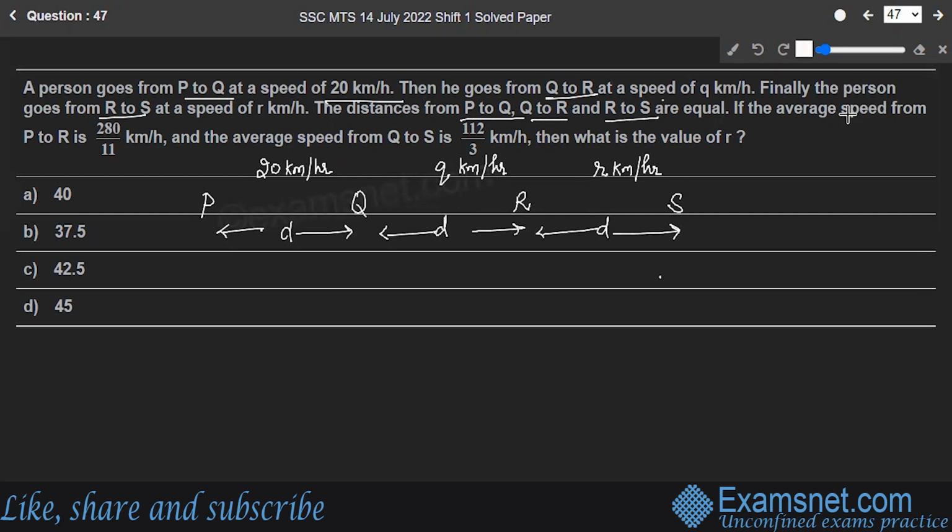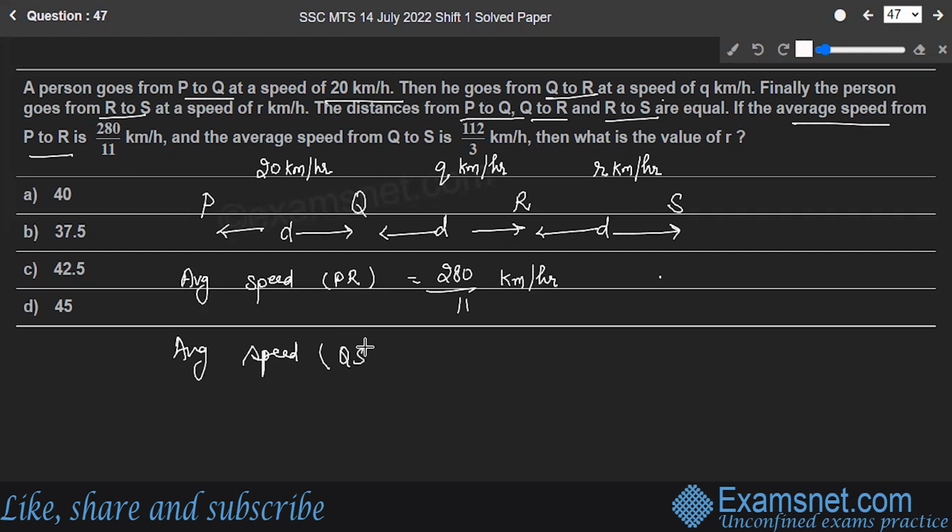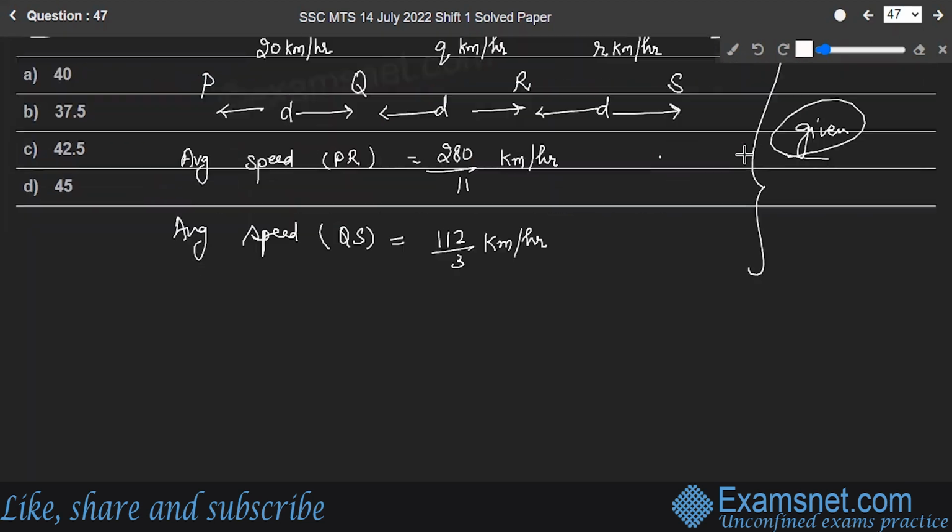Okay. So what you are given next is that the average speed from P to R is 280 upon 11 kilometers per hour. Also, the average speed from Q to S is given to us as 112 upon 3 kilometers per hour. These are all the things which are given to us and what we have to find out is this R. Okay, let's move with the solution now.